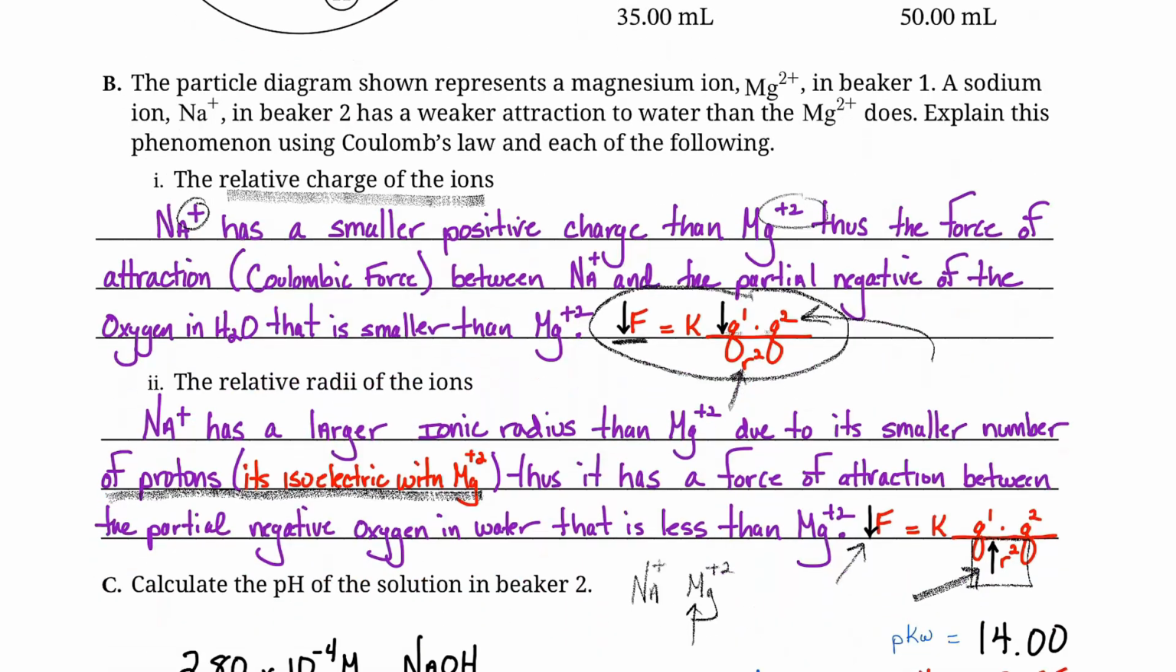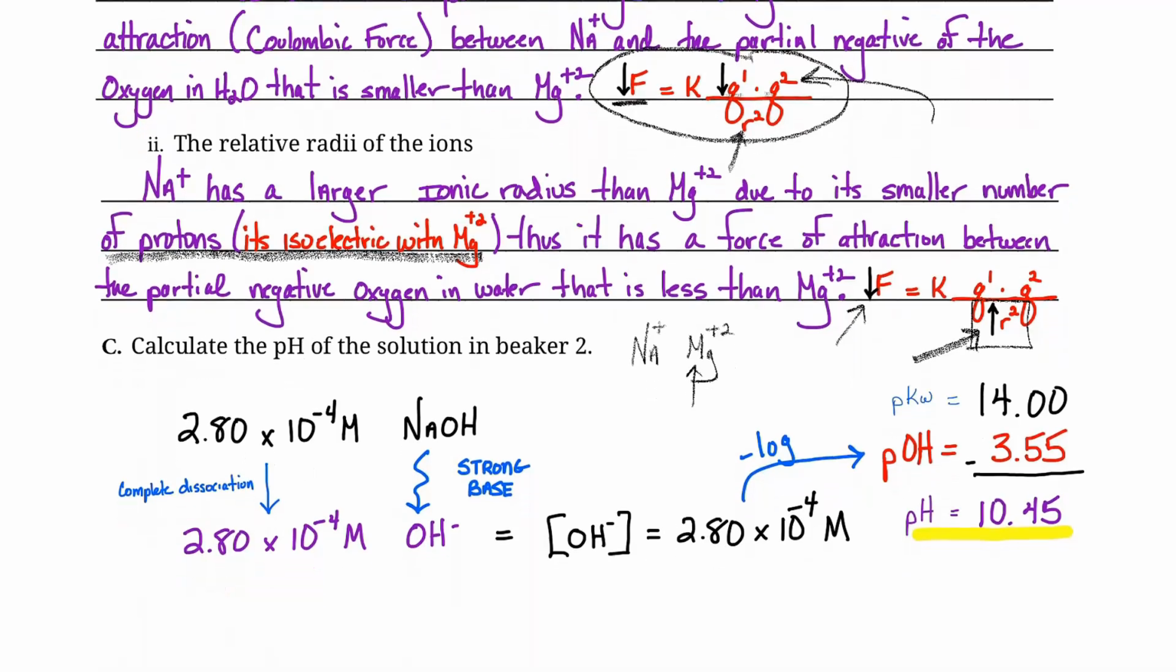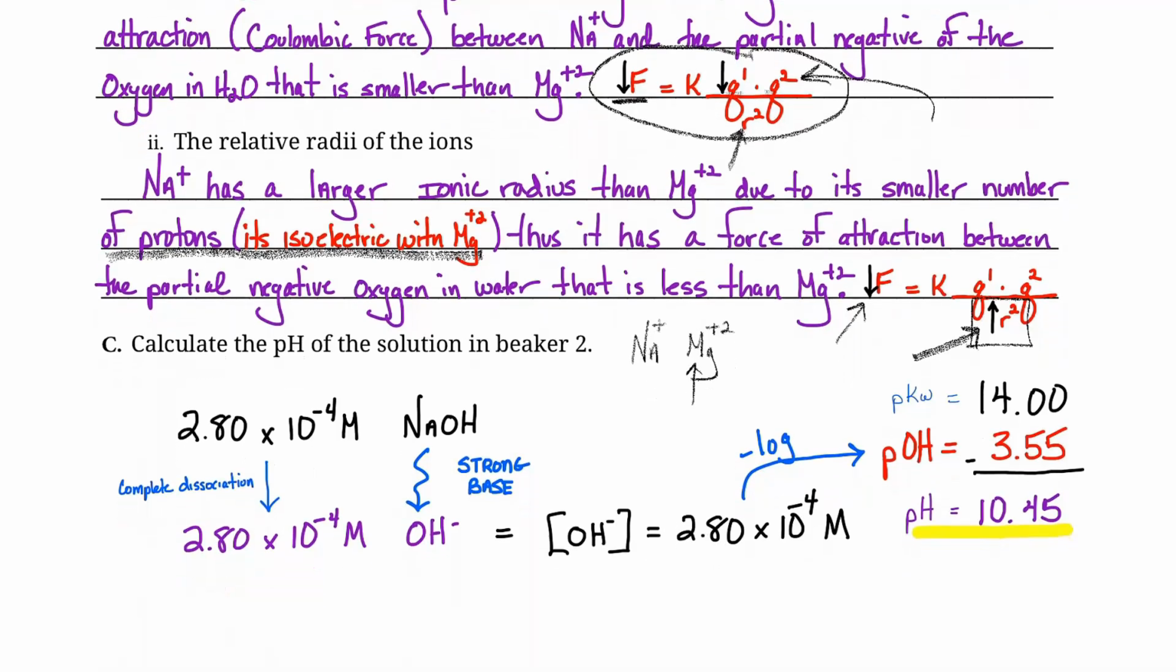So we've got ourselves a strong base, and they want the pH. Because I know that all of the hydroxides can completely dissociate here, I know the concentration of the NaOH is going to be the same as the concentration of the hydroxide ion, which is the part that acts as a base. The sodium ion, of course, is going to spectate.